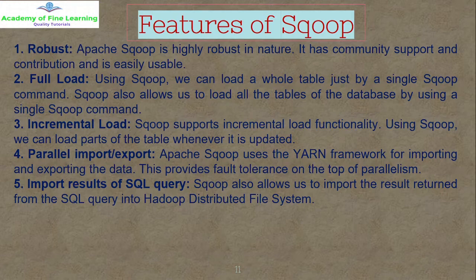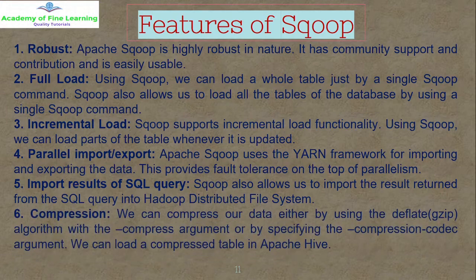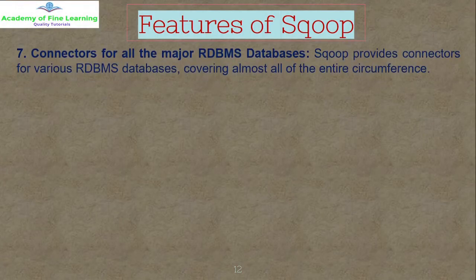Now we have the compression capacity also. There is a specific parameter available in Sqoop, the --compress argument. By using that we can use a particular codec and compress the data. Yes, we can load a compressed table in Apache Hive also in this way. Now we have connectors for all major RDBMS databases available with Sqoop. With all major RDBMS like DB2, MySQL, and Oracle, all these major RDBMS databases, connectors are already available. Yes, so any connector you can use to connect with them and get the data uploaded to the HDFS or Hive or HBase.